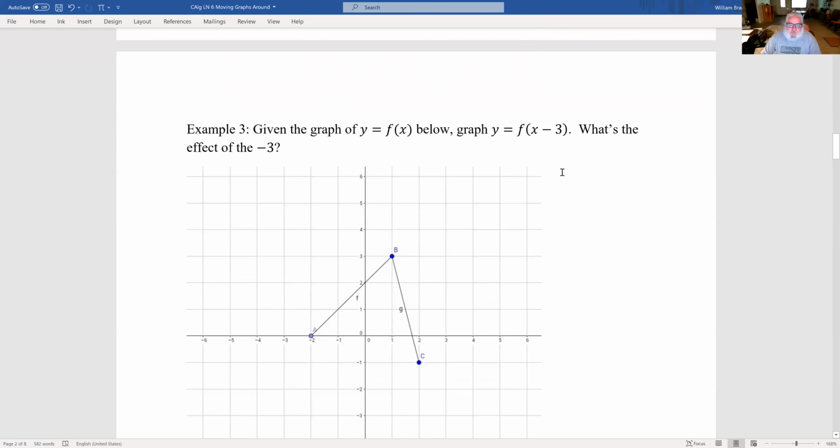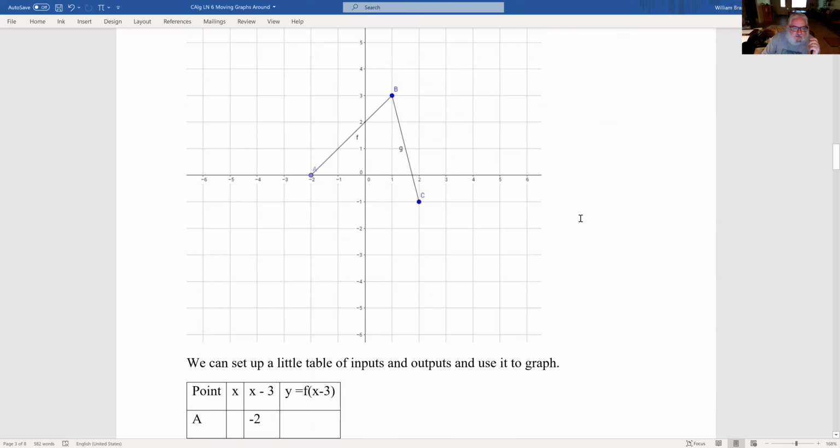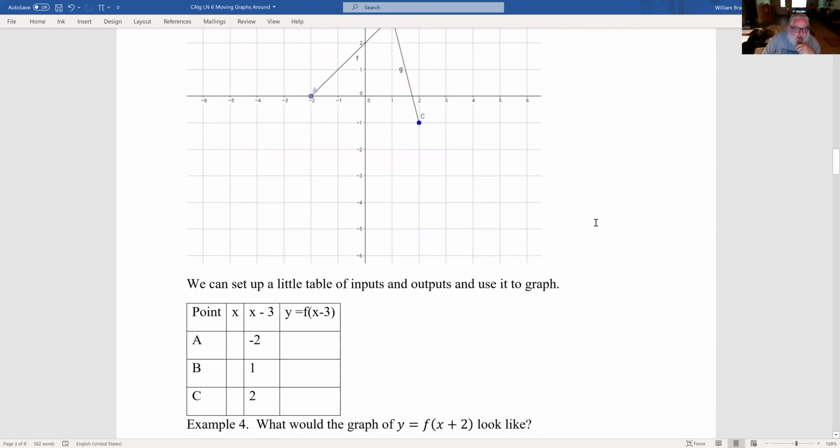So what about f of x -3? The -3 here is actually going to move the graph right 3 units. It's inside the function, which means that it's going to move the graph left or right, because we're going to be tinkering with x. But why is it right 3 units, not left 3 units? So here's our 3 points again, A, B, and C.